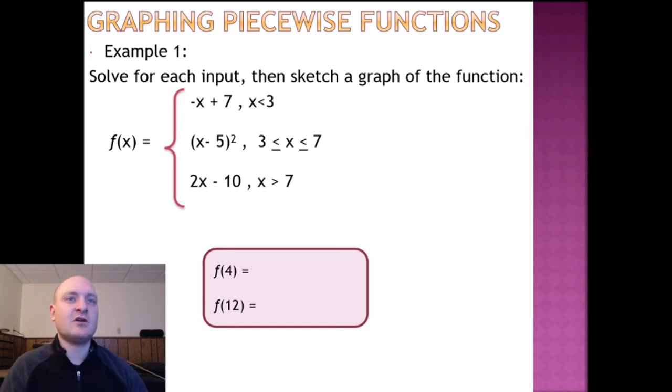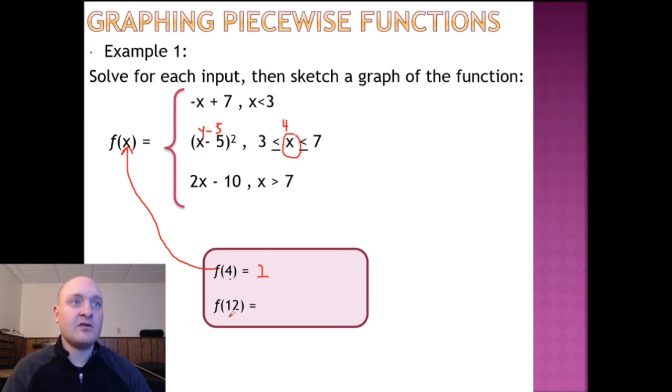So, for starters, how would I go about solving for the inputs 4 or 12? Well, as you might predict, I'm going to put 4 in for x. And once I do that, I have to identify which of these pieces of the piecewise function that will go into. So where does 4 fit? Less than 3, between 3 and 7, or more than 7? Well, I'm going to put it here. And that means that when I plug in 4, I'll have (4 minus 5) squared. And negative 1 squared will be positive 1.